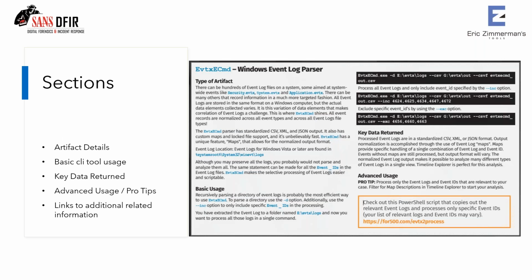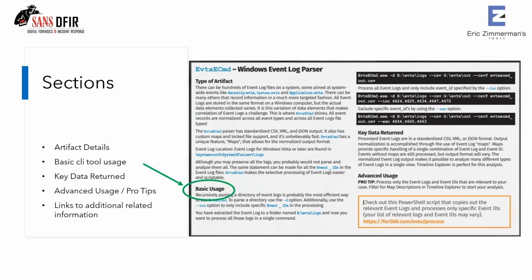Each tool will occupy a section on the poster. Within that section, we have various pieces of information that we've tried to keep consistent, so as you move from tool to tool, you'll know where to look for specific pieces of information. Okay, the artifact. A lot of the tools have a one-to-one relationship with a specific artifact. They're designed to process that one artifact, so we'll have information about the artifact itself.